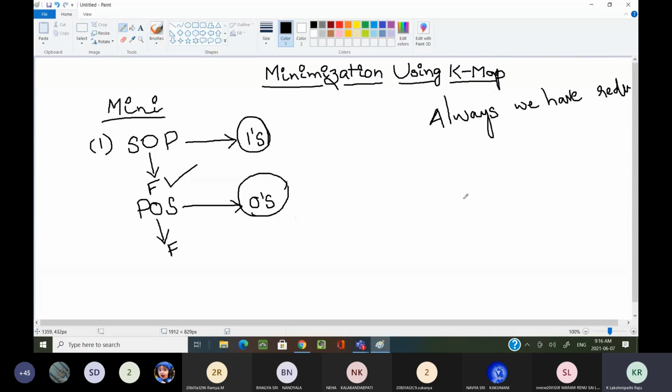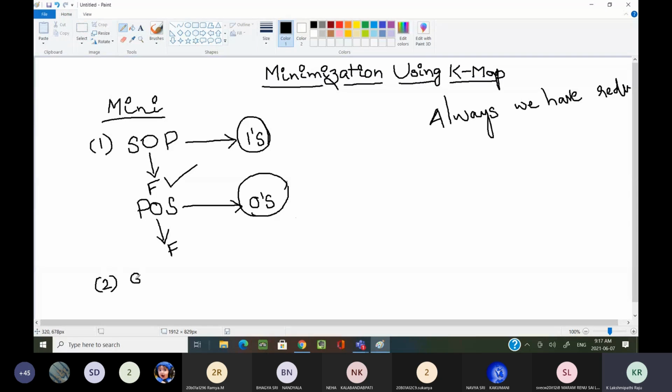Always we have to reduce maximum possible variables. Sir, how are we reducing? That is what we are seeing now: how to identify where I can reduce the maximum possible variables. In the last class we stopped here only. Now, after filling the ones, the next step, the second step, is that we have to group those ones.